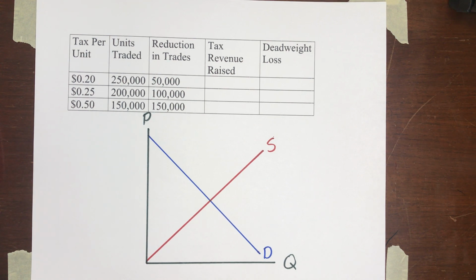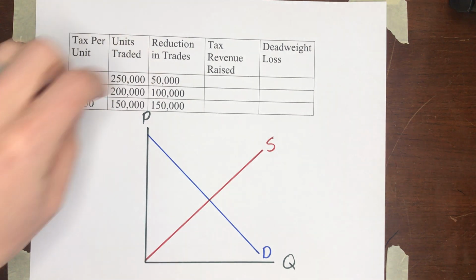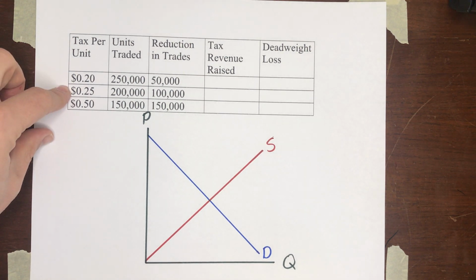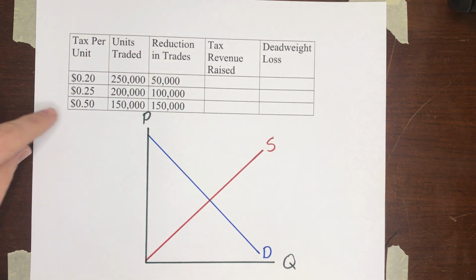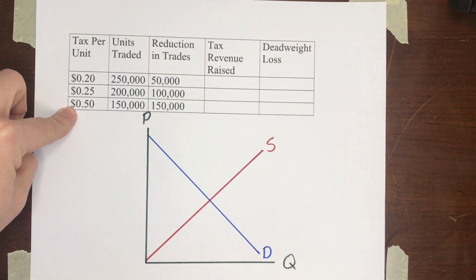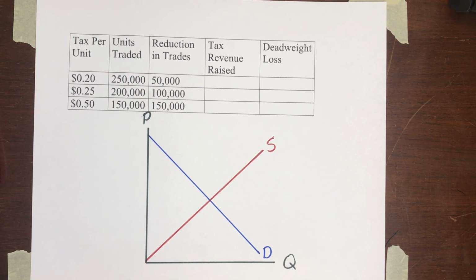Suppose your state government has decided to tax donuts. Currently, in your state, 300,000 donuts are sold every day. Three possible taxes are being considered by lawmakers: a 20-cent per donut tax, which would decrease donut sales by 50,000 per day; a 25-cent per donut tax, which would decrease donut sales by 100,000 per day; and a 50-cent per donut tax, which would decrease donut sales by 150,000 donuts per day. Part A, calculate the tax revenue generated by each tax and the deadweight loss caused by each tax.